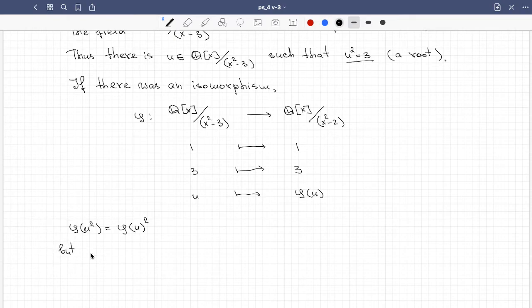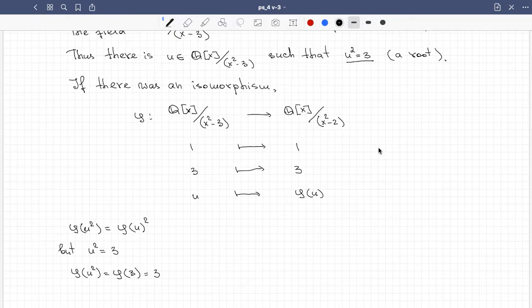But u squared is 3. So phi of u squared is phi of 3. 3 must map to 3 because 1 maps to 1, and 2 maps to 2 because 2 is 1 plus 1.